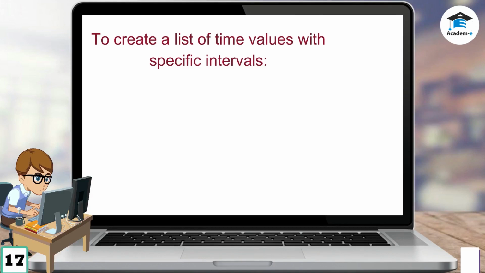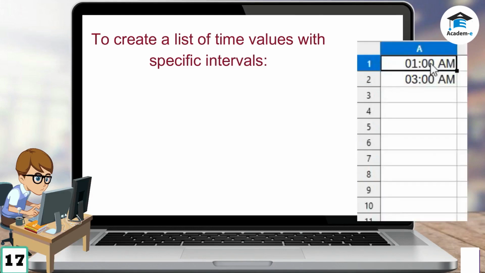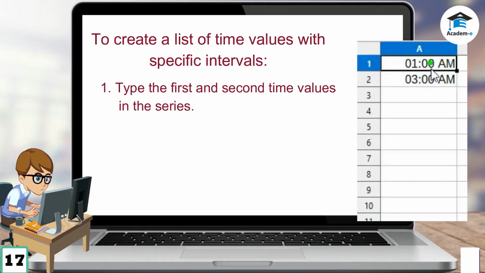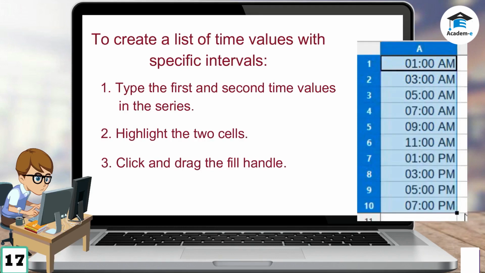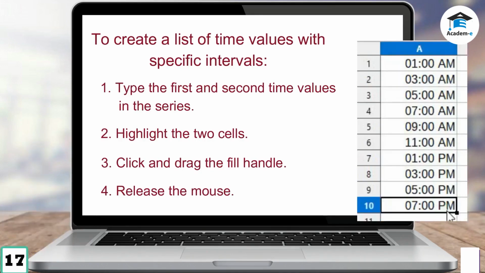To create a list of time values with specific intervals: 1. Type the first and second time values in the series. 2. Highlight the 2 cells. 3. Click and drag the fill handle. 4. Release the mouse.